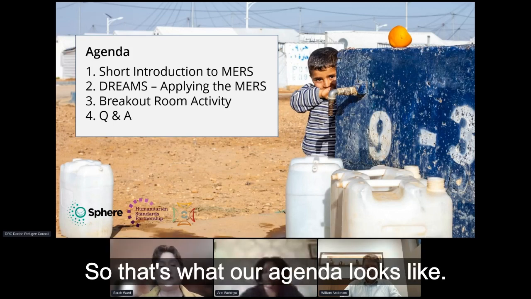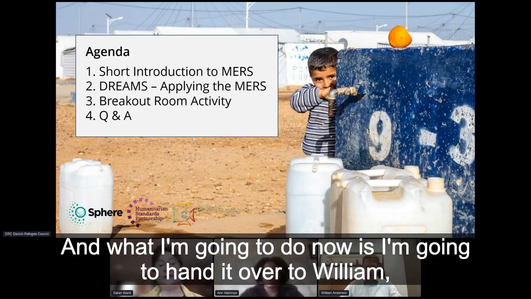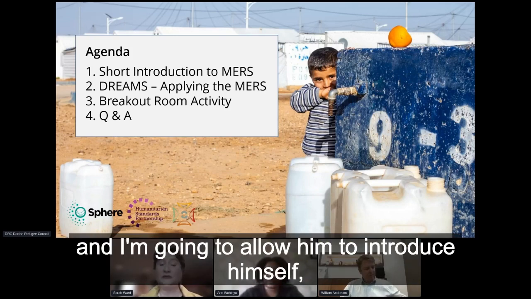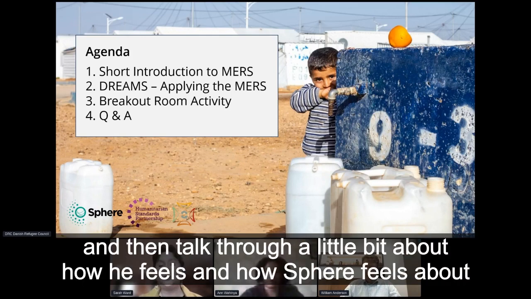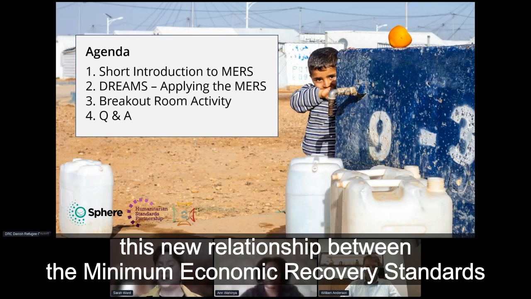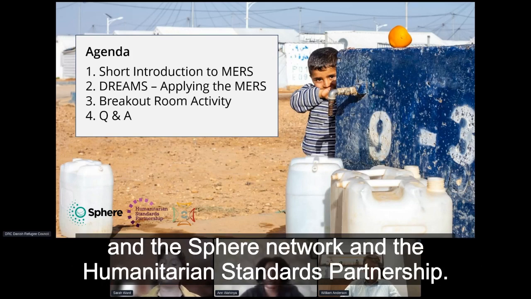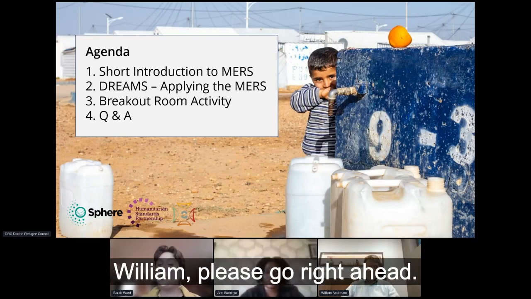So that's what our agenda looks like. What I'm going to do now is hand it over to William, and I'm going to allow him to introduce himself, tell us a little bit about who he is at Sphere and when he arrived, and then talk through a little bit about how he feels and how Sphere feels about this new relationship between the Minimum Economic Recovery Standards and the Sphere Network and the Humanitarian Standards Partnership. William, please go right ahead.